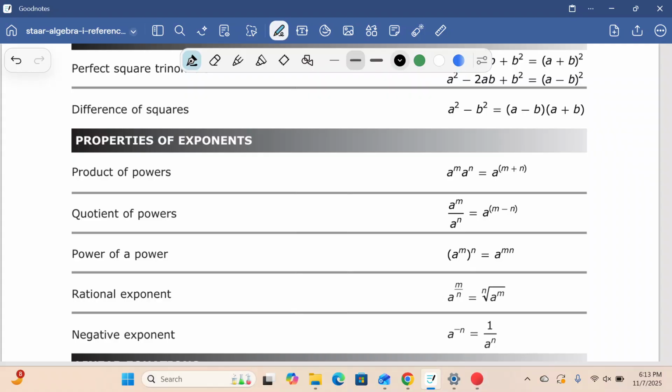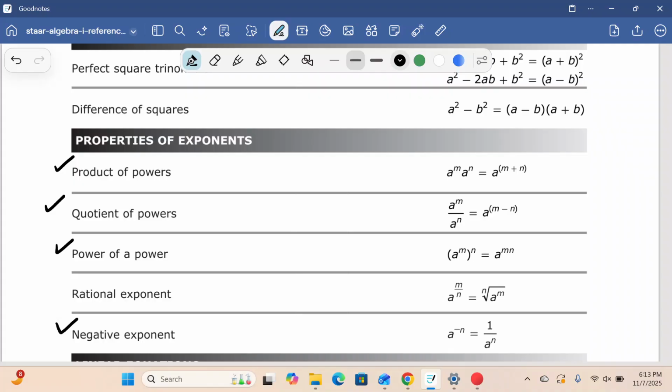Okay, good afternoon. Today we're going to be talking about properties of exponents. We are going to be talking about product of powers, quotient of powers, power of a power, and a negative exponent.